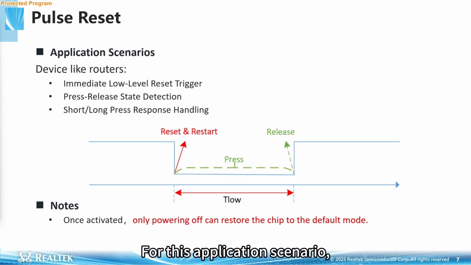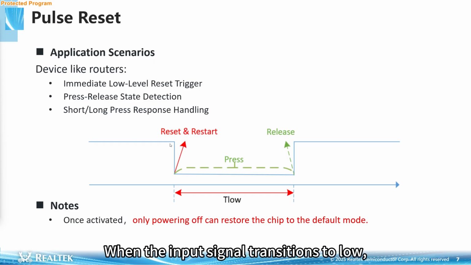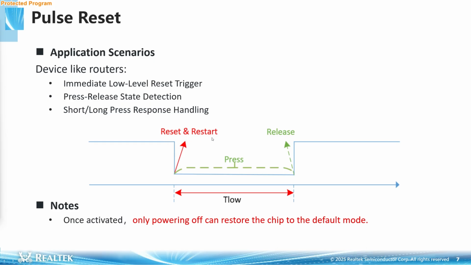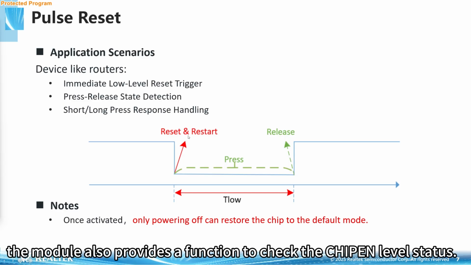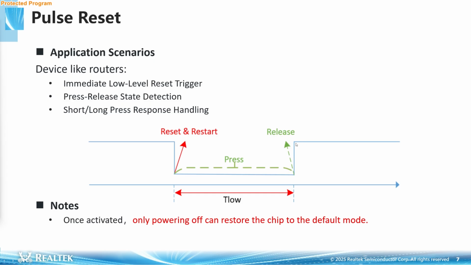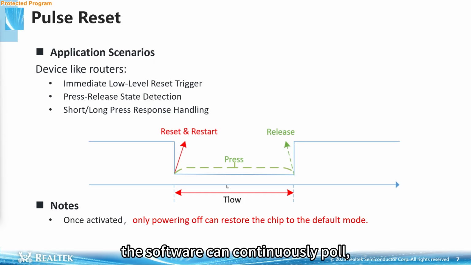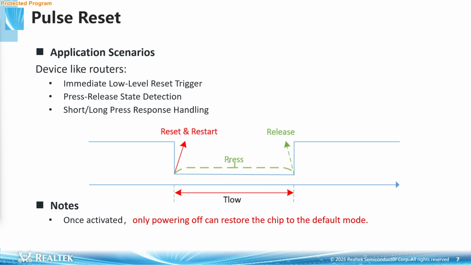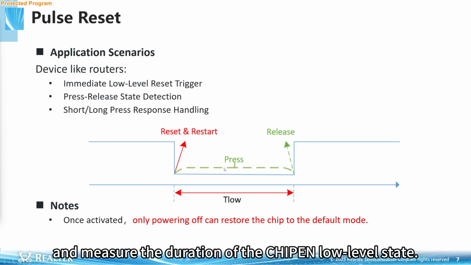For this application scenario, you can use the pause reset function. When the input signal transitions to low, it will immediately trigger a reset and reboot. At the same time, the module also provides a function to check the chip-in level status. During the boot flow, the software can continuously poll, waiting for the chip-in level to go from low to high, and measure the duration of the chip-in low-level state.